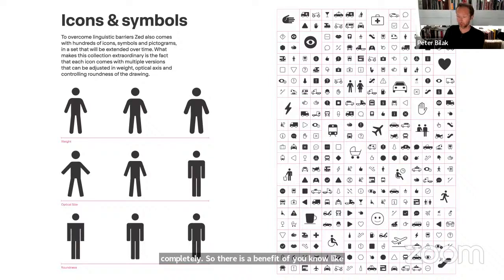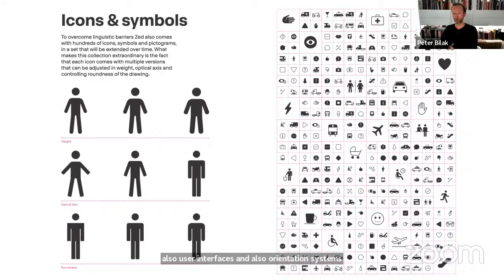We are currently working on a set of pictograms that would complement a Zed type system. This is not released yet. This is going to come later this year. We work with Andrei Job, who's a designer. He's worked on many of our projects with us. In the first series, we identified a set of about 1,000 different icons optimized for accessibility, but also user interfaces and also orientation systems.